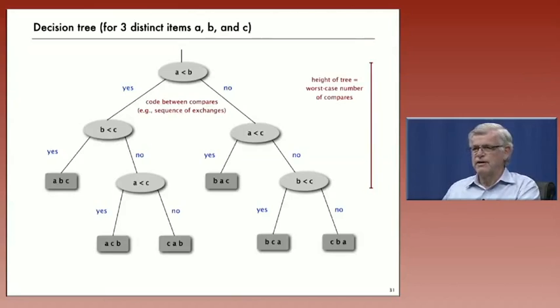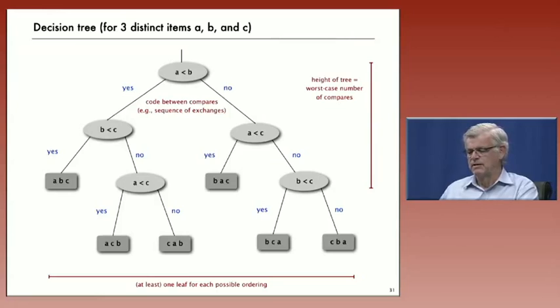Now, the height of the tree, as I just mentioned, is the worst case number of compares. Out of all the orderings, the one that's furthest down in the tree, that's the worst case. And so the algorithm, no matter what the input is, the tree tells us a bound on the number of compares taken by the algorithm. And there's got to be at least one leaf for each possible ordering.